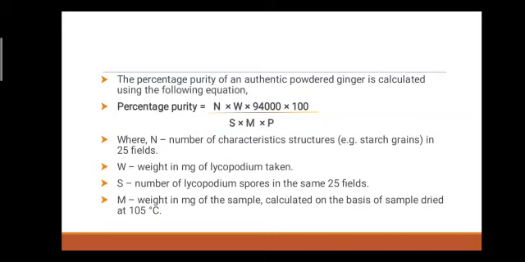M is equal to weight in mg of the sample calculated on the basis of sample dried at 105 degrees Celsius. P is equal to 2,86,000 in case of ginger starch grains powders.